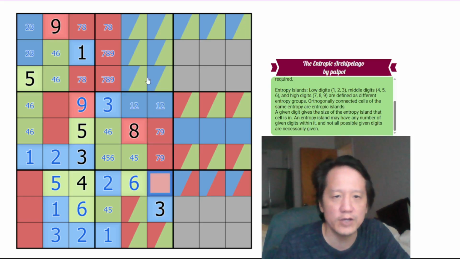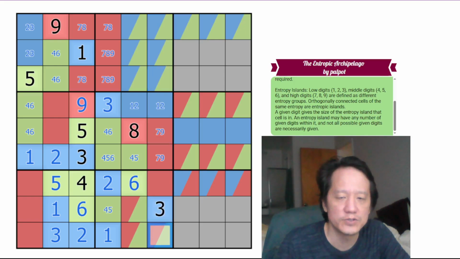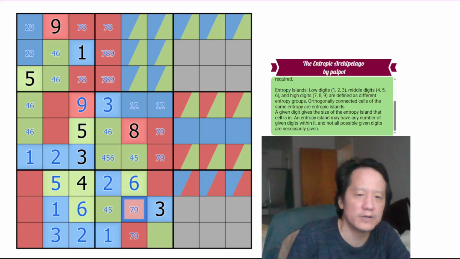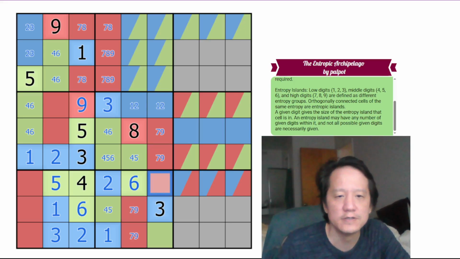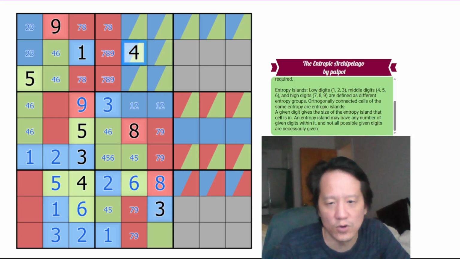Okay, so we have 3 highs in column 6. So that eliminates highs in the rest of the column. So this can't be high. This is medium. We have 3 mediums in this lower central box, so these must both be high. So this is a 7-9 pair. This has to be an 8. So this is an 8. That leaves this as a 4.